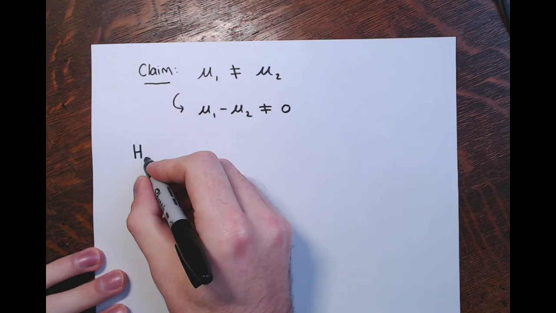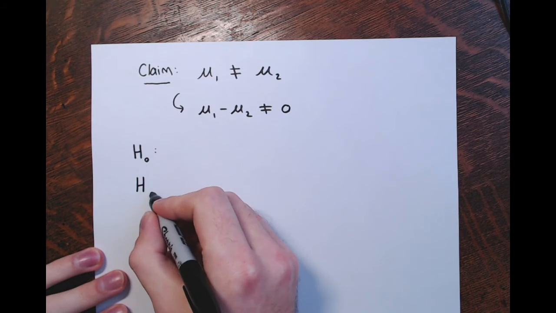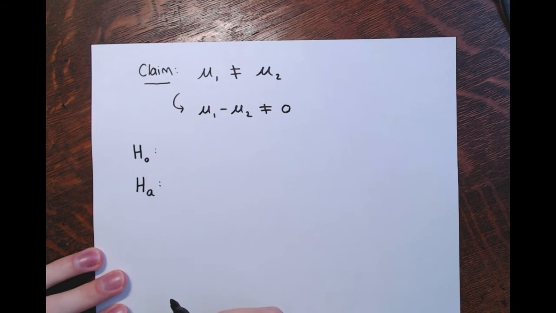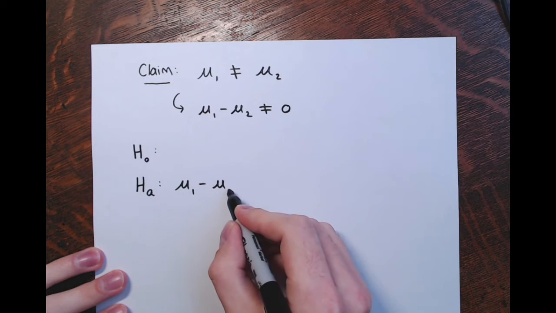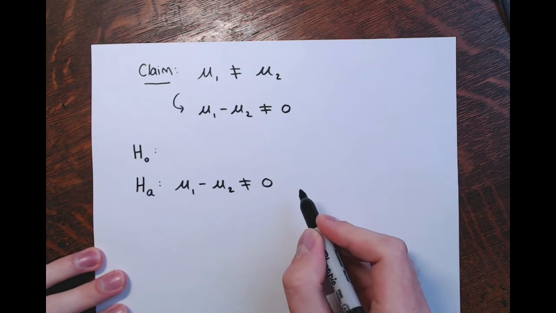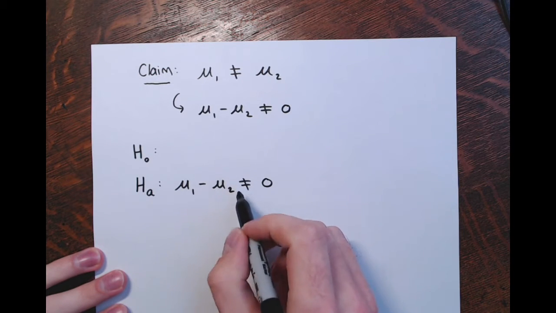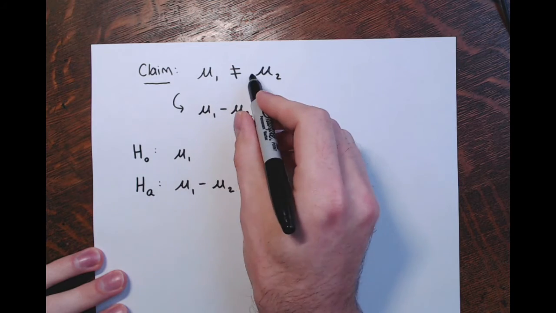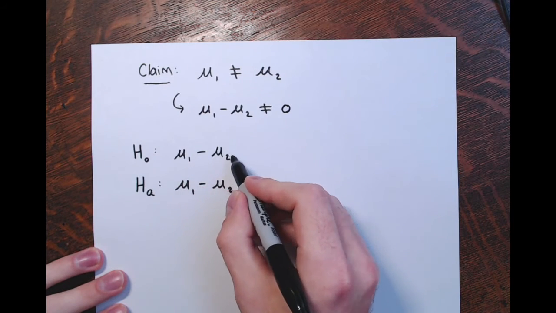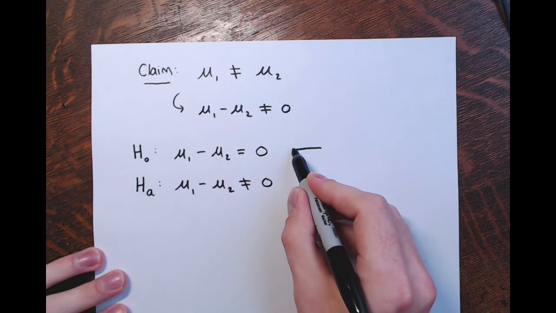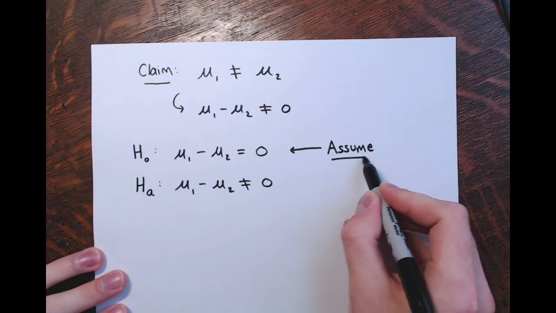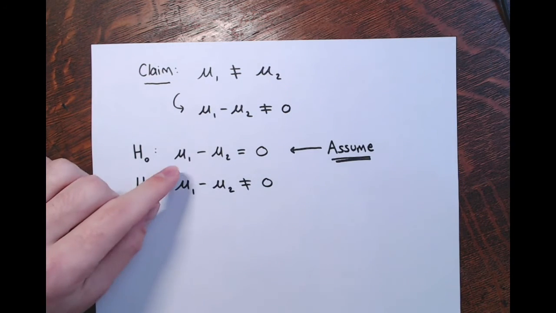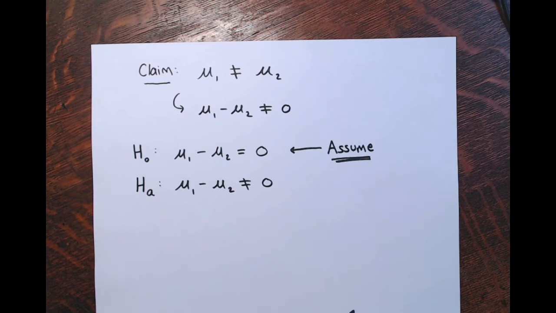All right, then once the claim is established, you can form your hypotheses, the null hypothesis and the alternative hypothesis. This claim does not involve equals, so it's going to be represented by the alternative hypothesis. Then the null hypothesis is the opposite of this, that mu1 is equal to mu2, or mu1 minus mu2 equals 0. And then we'd be assuming that this is true. You assume the null hypothesis is true, that the average GPAs for these students with jobs and without jobs are equal.